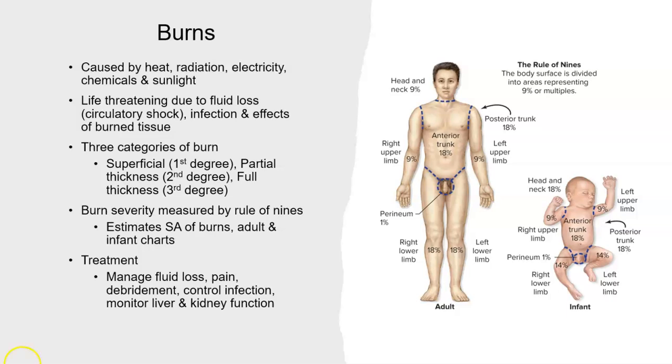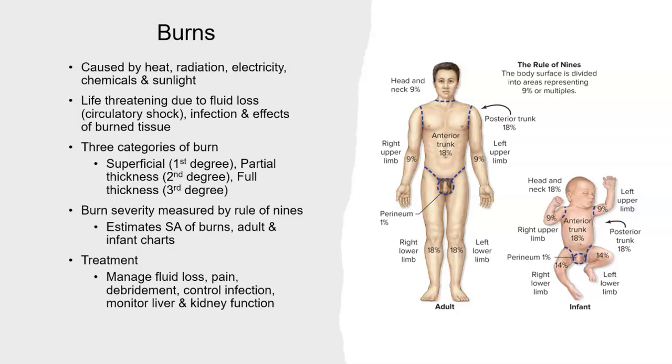Burns are a major cause of accidental death and are usually caused by heat, radiation, electricity, chemicals, and sunlight. These can lead to life-threatening issues due to the fluid loss, infection, and the effects of those burned tissues. We categorize burns based on how much of the skin has been damaged. Superficial is a first-degree burn, partial thickness, second degree, full thickness, third degree.